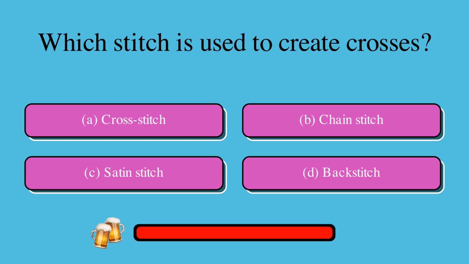Which stitch is used to create crosses? Is it A, cross stitch, B, chain stitch, C, satin stitch, or D, back stitch? The correct answer is A, cross stitch.